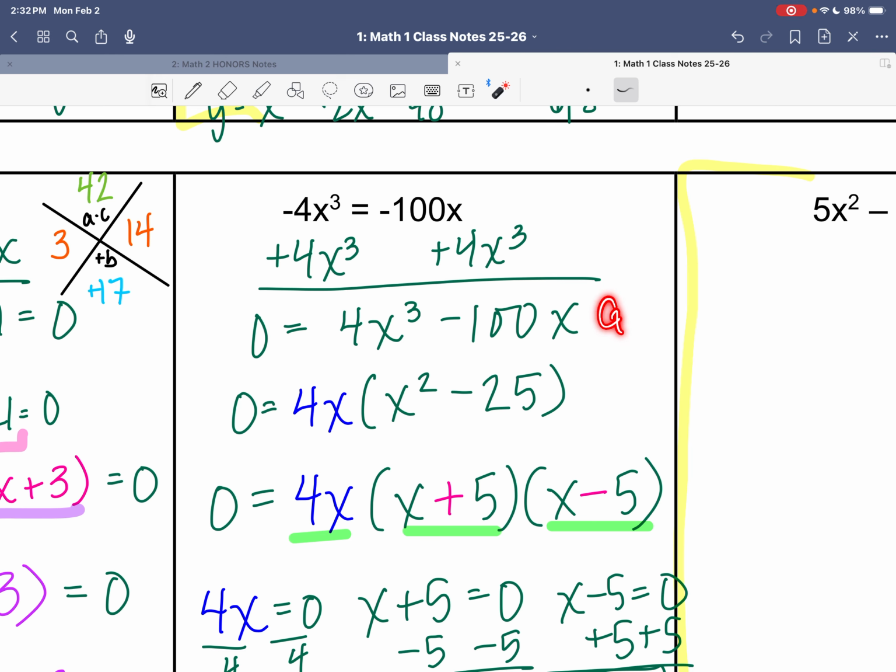Now we're going to look for a GCF. And yes, there is a GCF of 4x. So we divided each term by 4x. GCF goes out here. Everything else left over goes inside of here. So now, if you look here, this is actually a difference of squares.